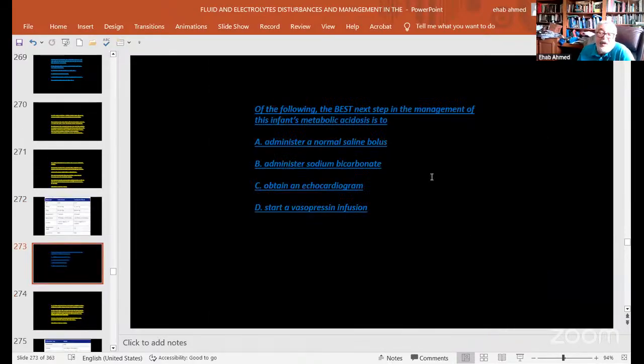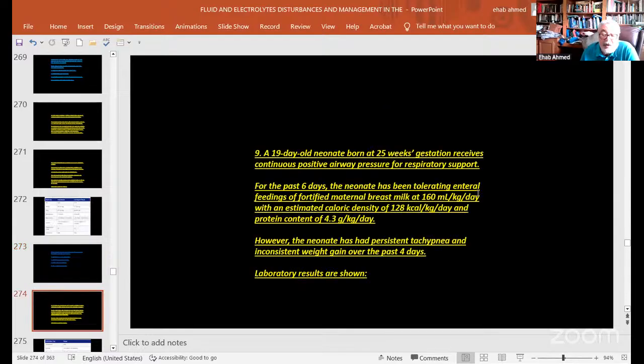Of the following, the best next step in the management of this infant's metabolic acidosis is: give a normal saline bolus again, give sodium bicarb, obtain an echo, start vasopressin infusion. Vasopressin infusion. Number 9.